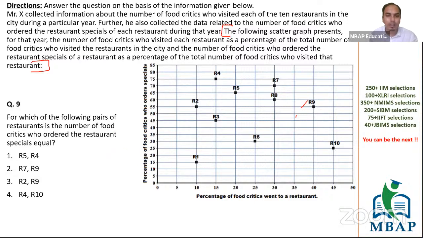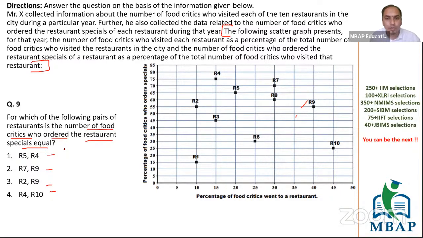The data given is not very confusing, and I think that's the only data. Apart from that, the question asks: for which of the following pairs of restaurants is the number of food critics who ordered the restaurant specials equal? But they have given you combinations. Your job is only to figure out whether R5 and R4 are equal or not.